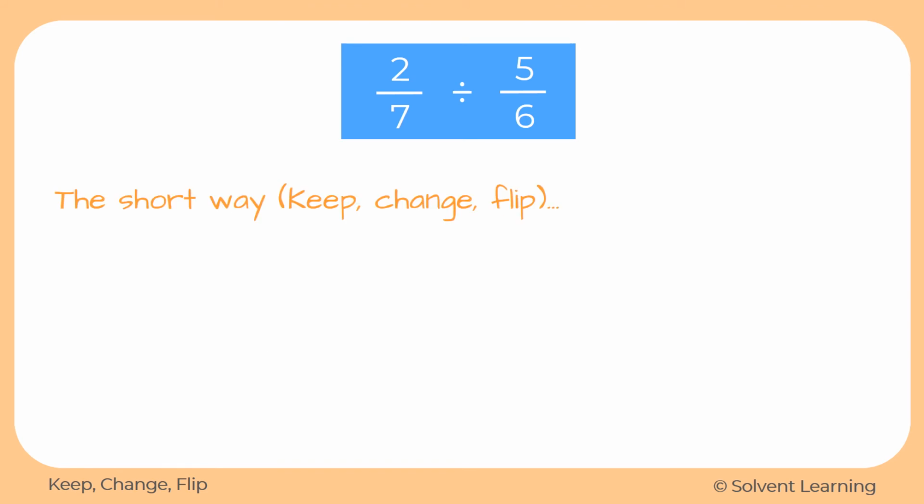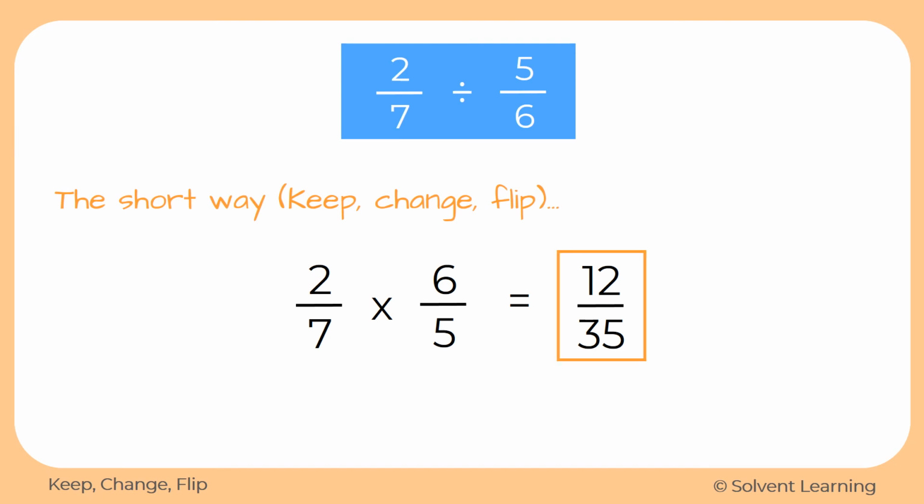Now we're going to see how that same problem is solved the short way with keep, change, flip, and see if we get the same answer. So remember, keep the first fraction the same, then we're going to change the division sign to multiplication and flip or take the reciprocal of the second fraction. So it'll look like this. And of course now it's just a multiplication problem and we multiply across. We still get 12 over 35. Same answer, but much, much faster.